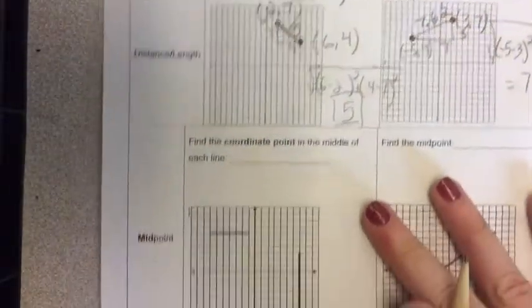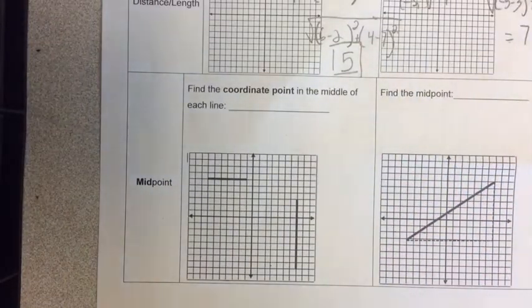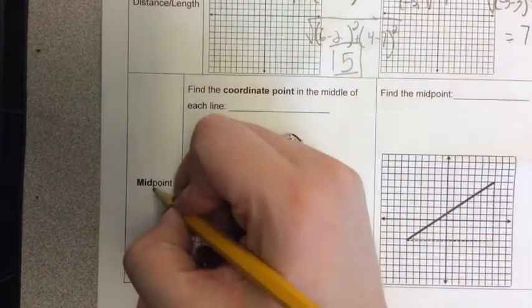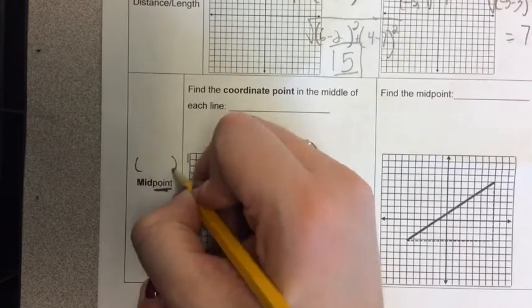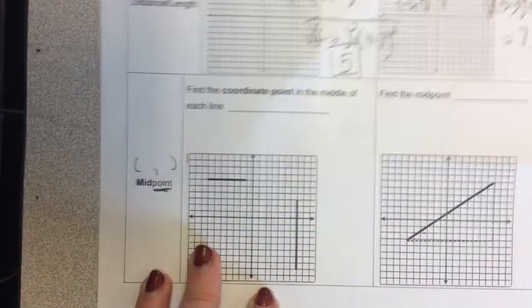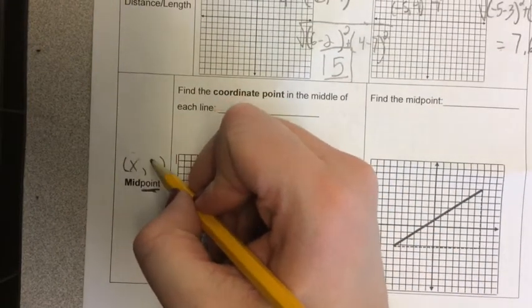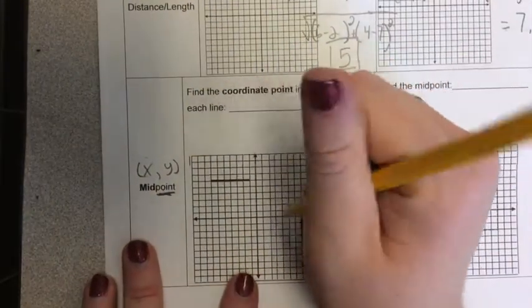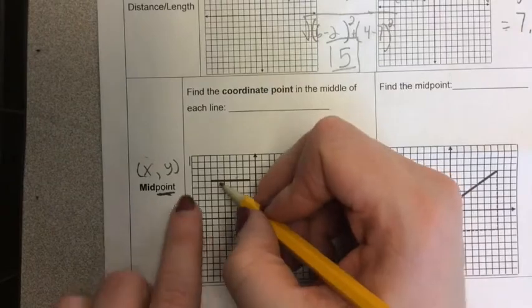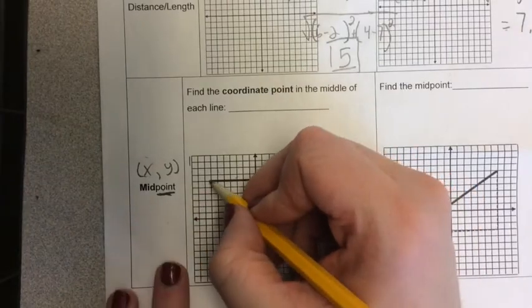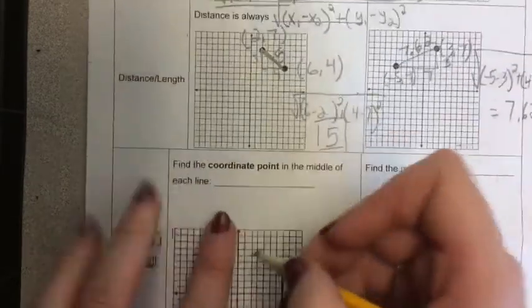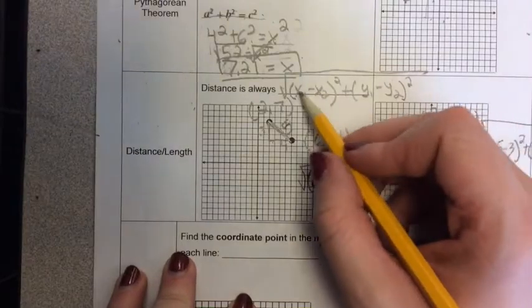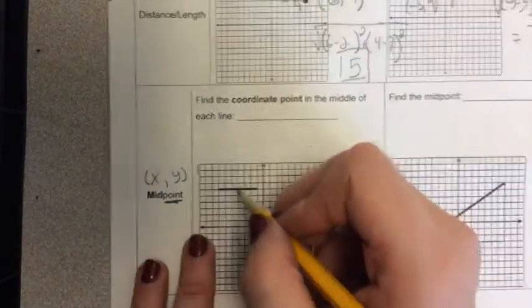Alright, so now we're going to move on to something a little bit different, and that's finding the midpoint, which there's my keyword point, so that means it needs to be an ordered pair when I'm done. So I'm going to have an x value, and I'm going to have a y value. So we're going to have 2 different answers because I have 2 different lines.